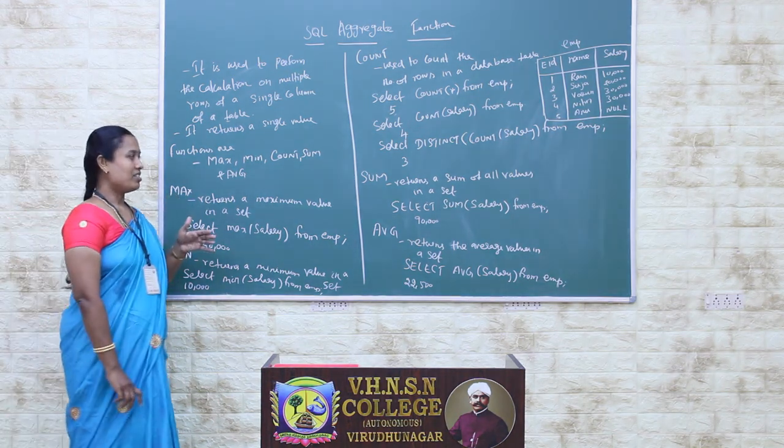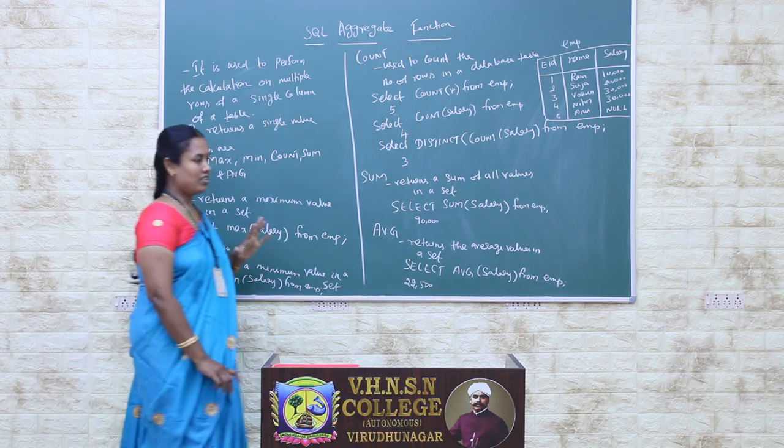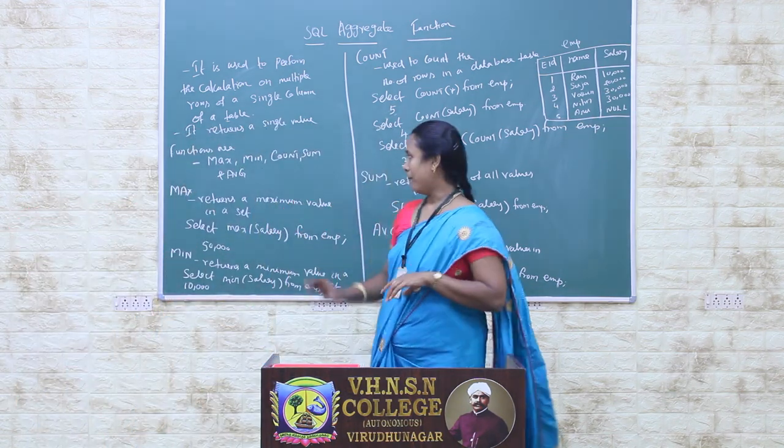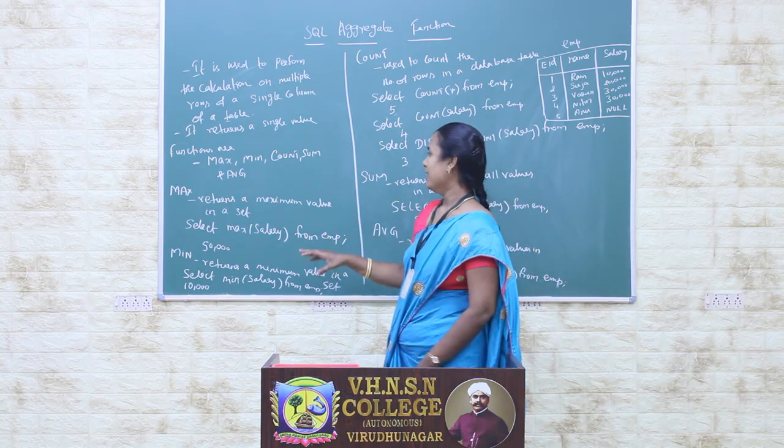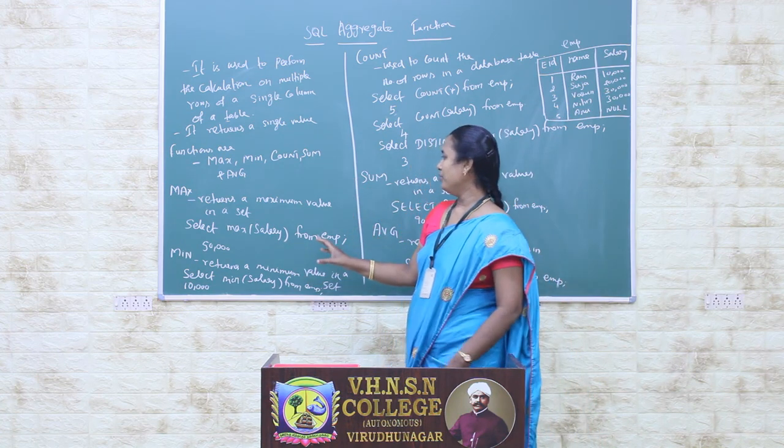We are using 5 main aggregate functions. The functions are max, min, count, sum and average. Let us see them one by one. Max returns the maximum value in a set.